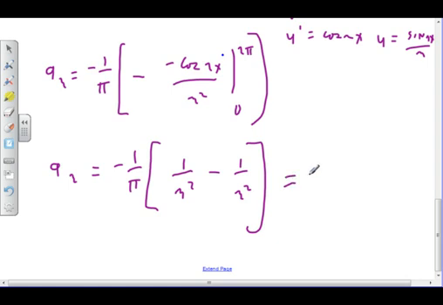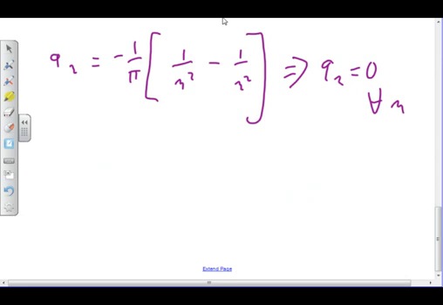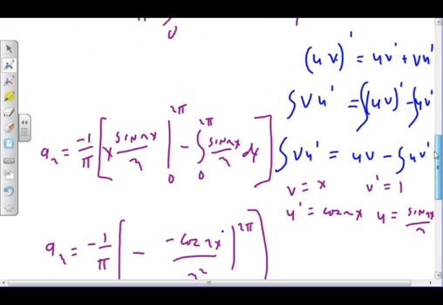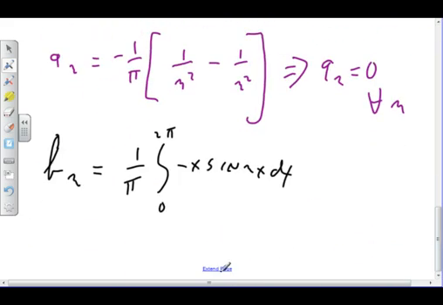So that being the case, an is 0 for all n. Isn't that lovely? It'd be nice to know if I was right, but we don't so far. We just assume that it is because it's got to be an easy problem, right? All right, so now we're going to look at bn, 1 over pi integral 0 to 2 pi of minus x sine nx dx.